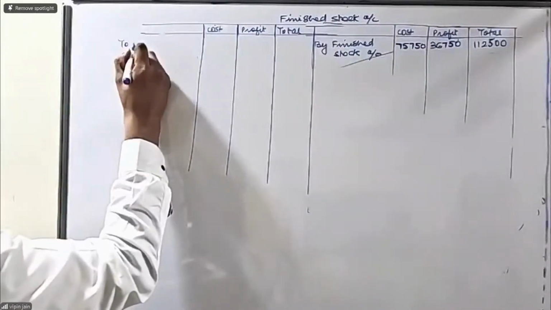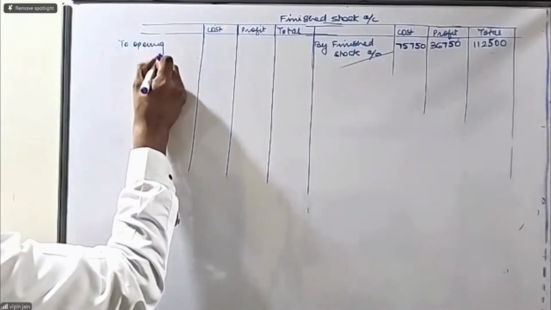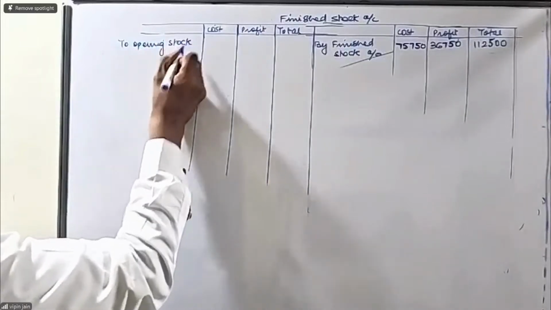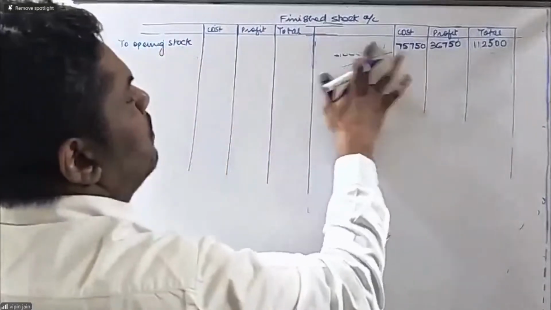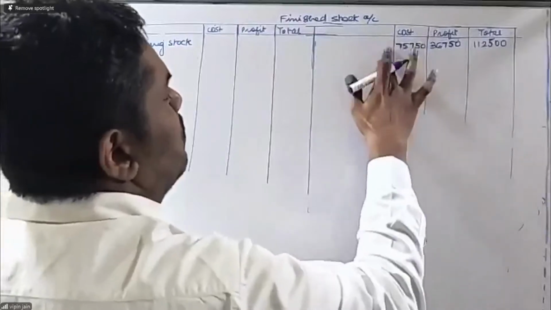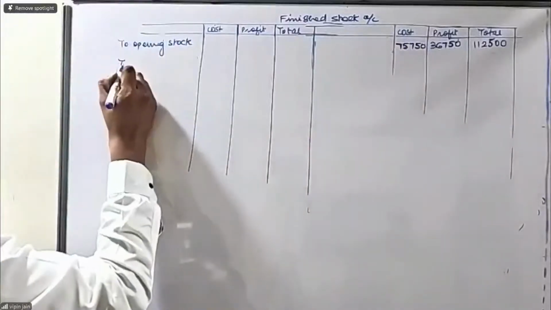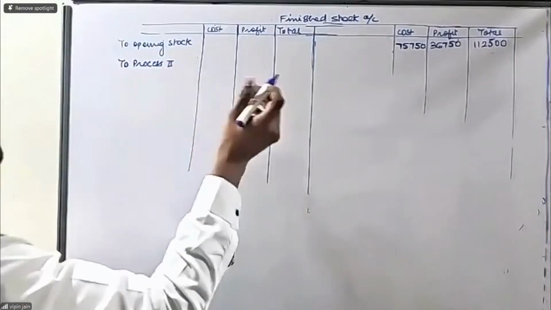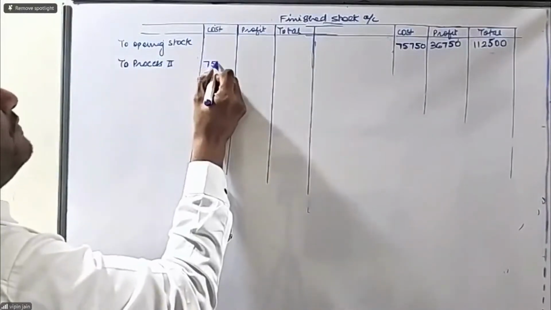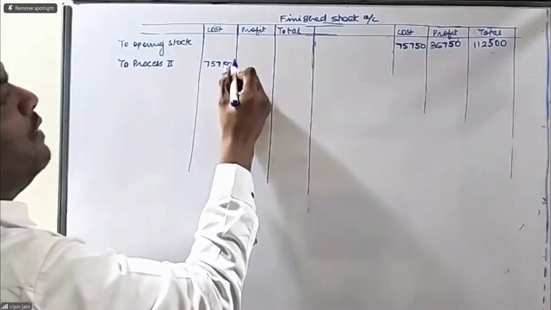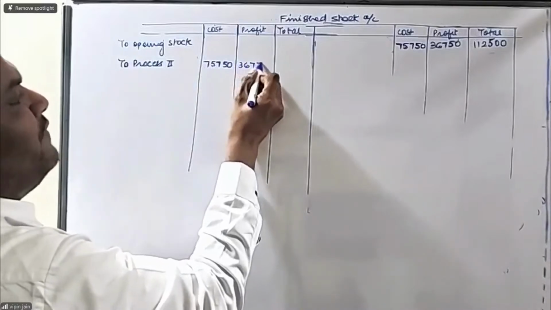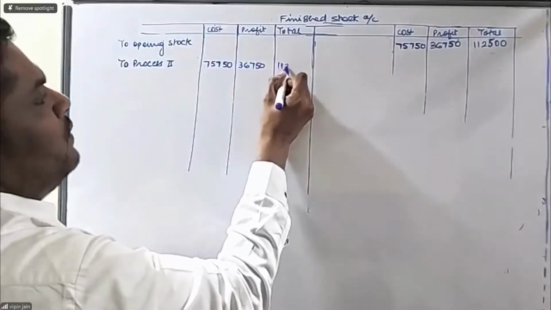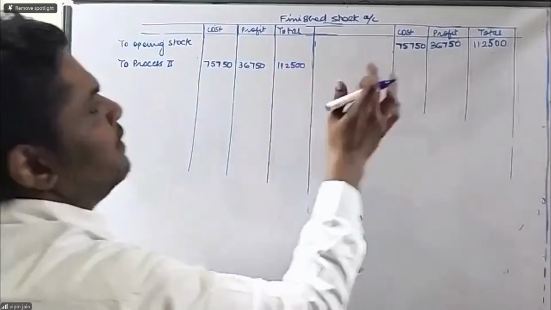So we'll write opening stock and process second. We'll copy paste the amount: 75,750, 36,750 and 1,12,500.